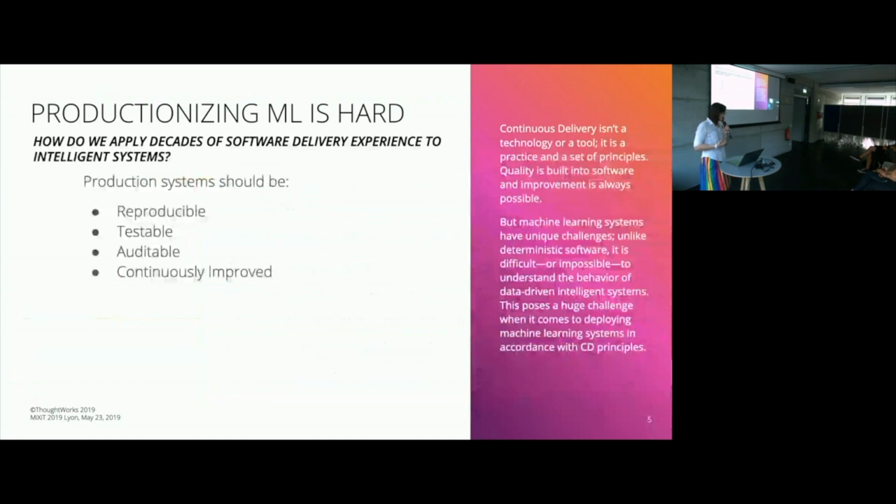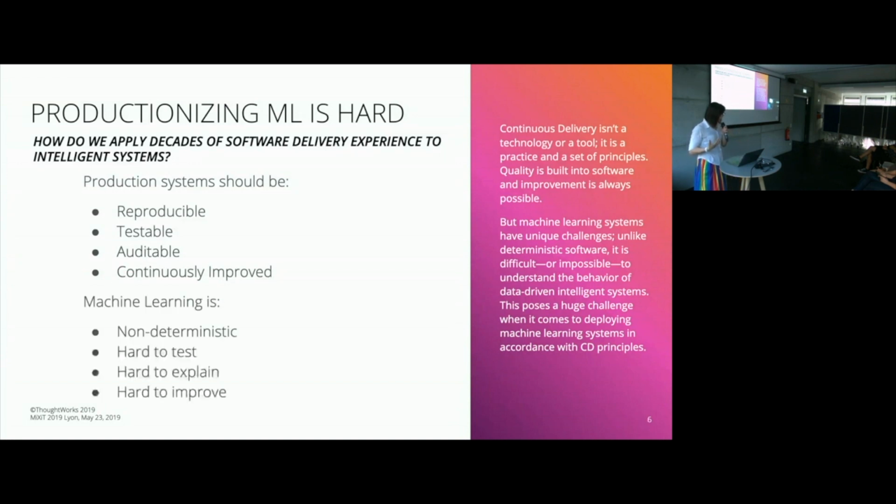So productionizing machine learning is hard. We want to do continuous delivery in a way that is reproducible and testable. We want our software to be auditable, and we want to be continuously improving. If we implement an AI system or a machine learning system or a data-driven system or whatever you want to call it, depending on which level in the organizational hierarchy you're talking to, machine learning breaks these things because it is non-deterministic by nature. It's all built on probability and magic.